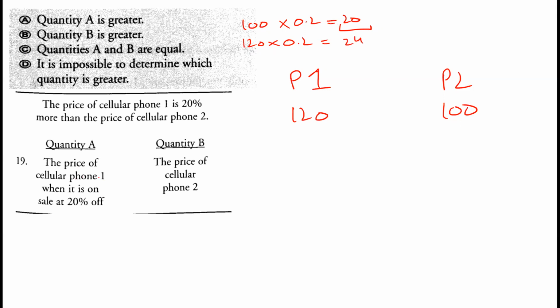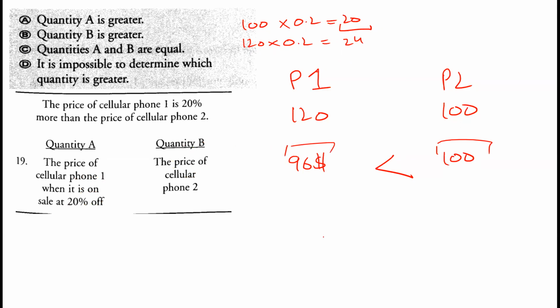Now the price of cellular phone one when it is on sale at 20% off would be $96. And the price of cellular phone two is again $100. So quantity B is more, because it's $100, and if there's a 20% discount, then it would be selling for 96. Now this is a very important question.